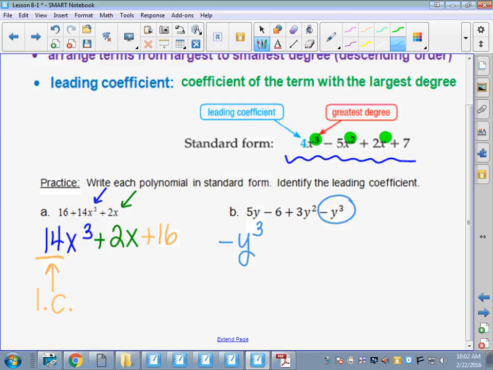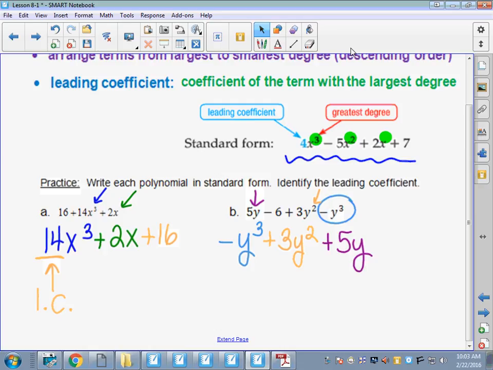After the negative y cubed, I've got a squared, and that's a plus 3y squared. After that, I've got just a 5y. If there's no sign in front of 5y, what is it? Right, it's a plus 5y. And then that minus 6, I didn't do anything with it, so I'm just going to stick it on the end because it doesn't have any y's with powers at all.